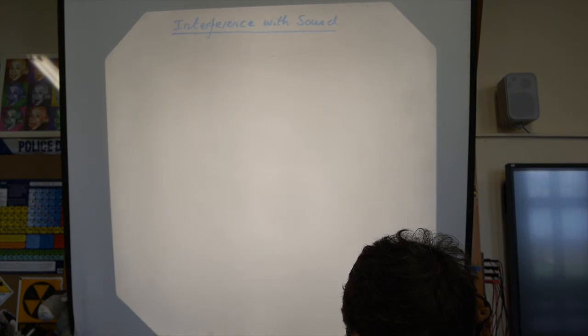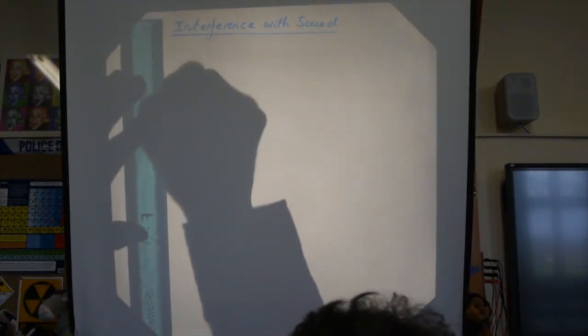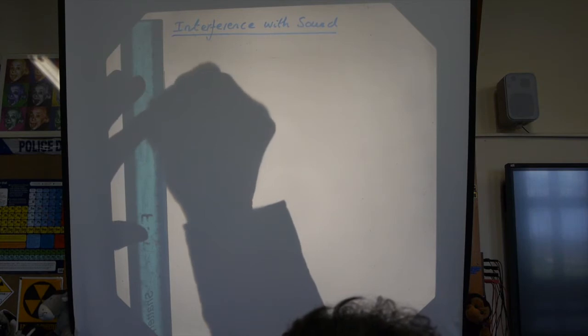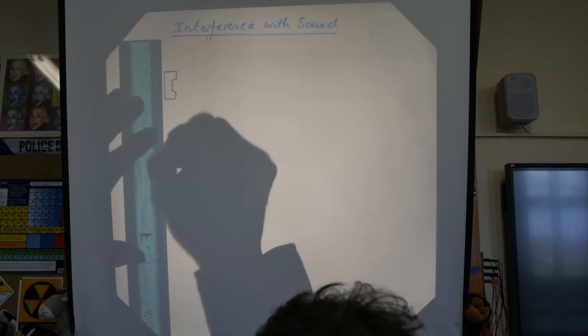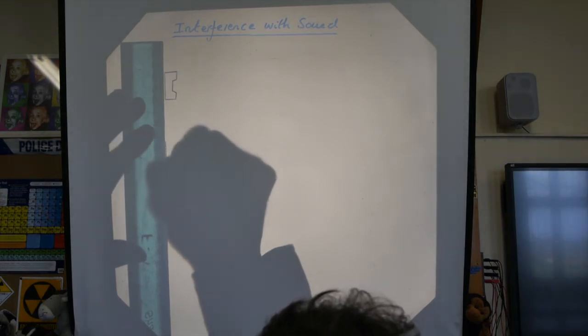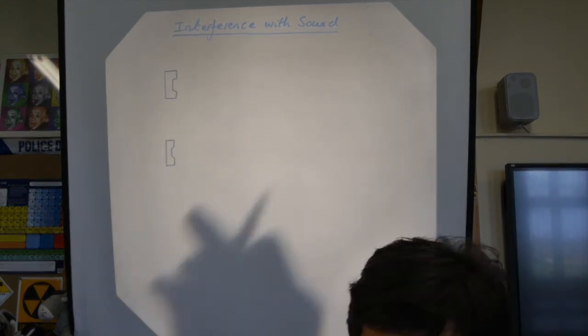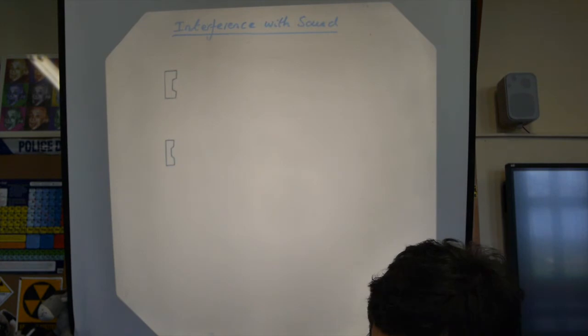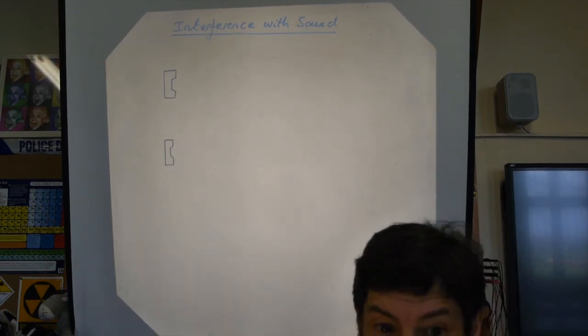So what I'm going to do is take two sources of sound waves. I'm going to draw here two loudspeakers. There's the first loudspeaker, and here is the second one, separated by a distance. They're going to produce sound waves that go off this way. I've tried to draw a cone shape here so you can imagine the longitudinal wave being formed by a cone oscillating from left to right.